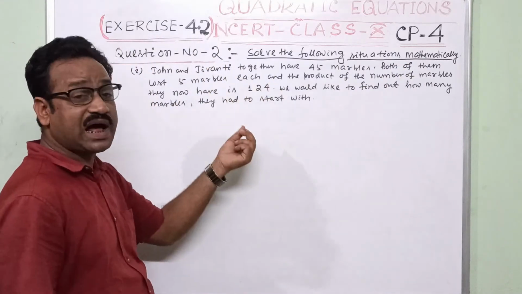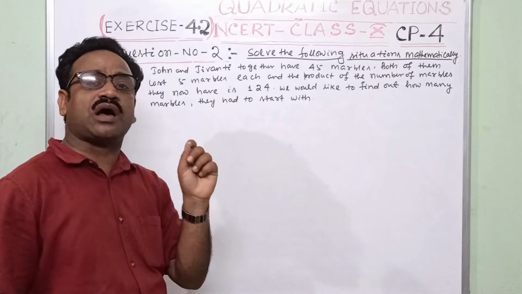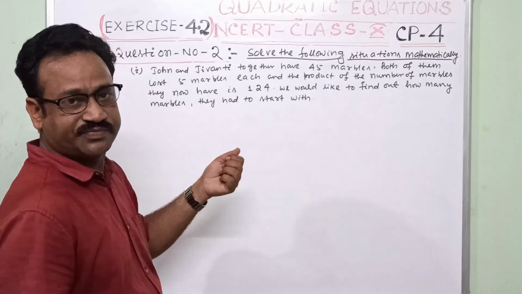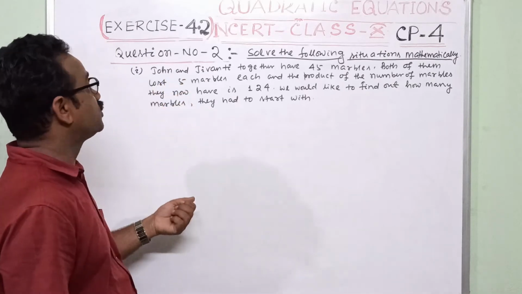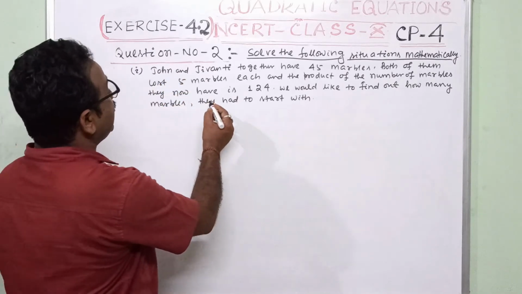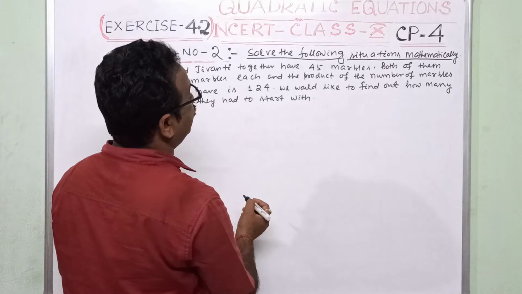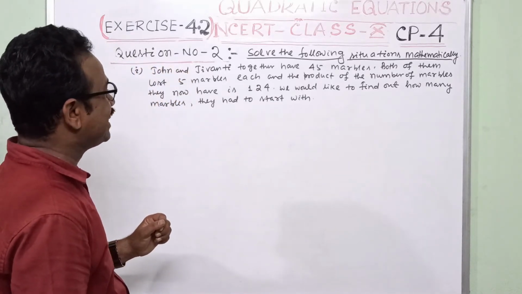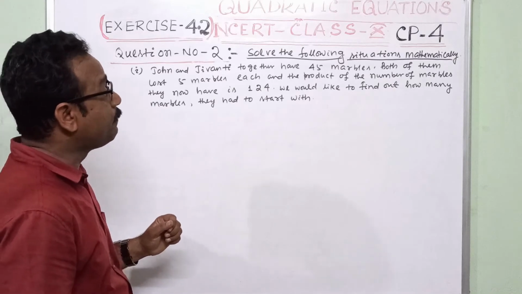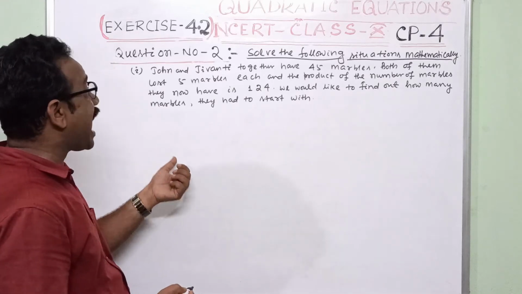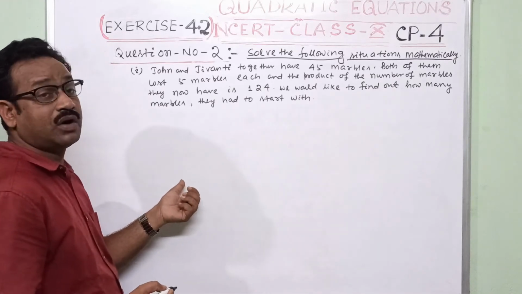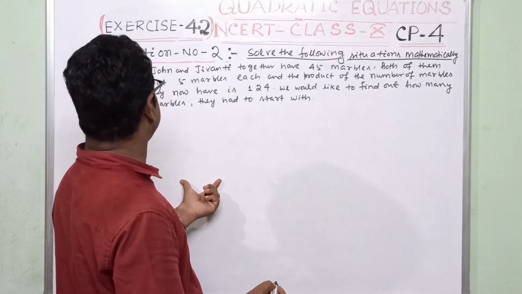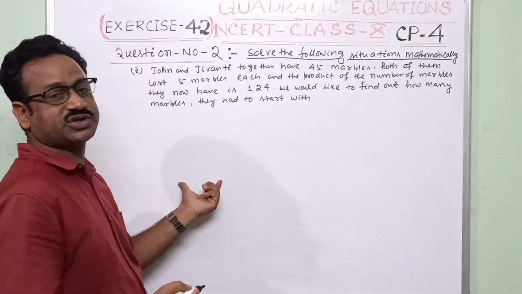We have to frame the equation and we have to solve the equation to find the result. So now let us see what is given in question number 2 bit I. John and Jivanti together have 45 marbles. Both of them lost 5 marbles each, and the product of the number of marbles they now have is 124. We would like to find out how many marbles they had to start with.